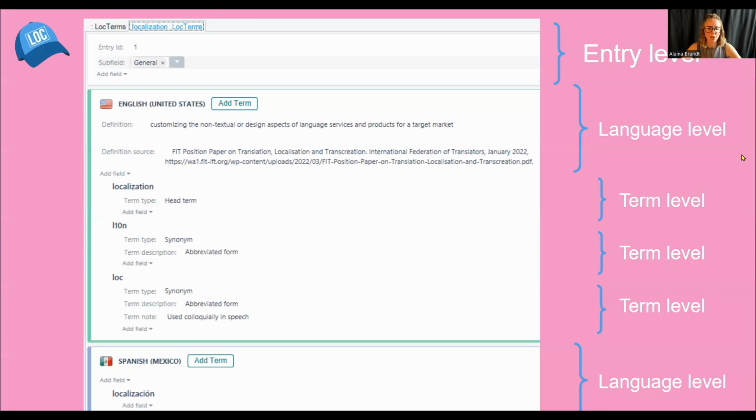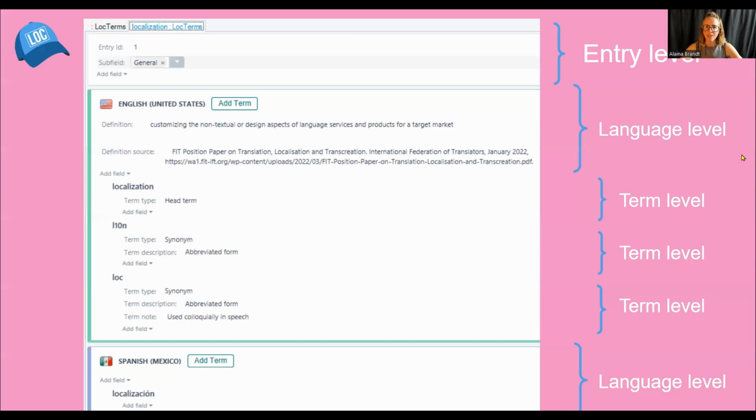Head terms and synonyms are collected into their own term blocks, because the information we'll collect will be the same, but some of the responses we give to the information collected will be different. For example, you can see that in the example pictured on screen that localization is designated as the head term and L10N is designated as a synonym.